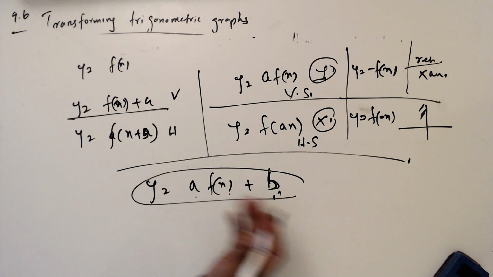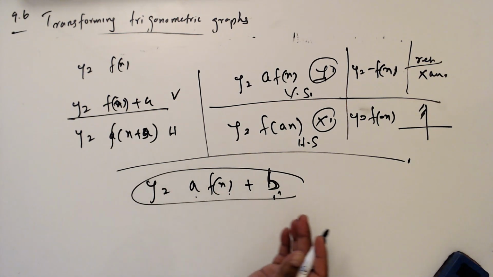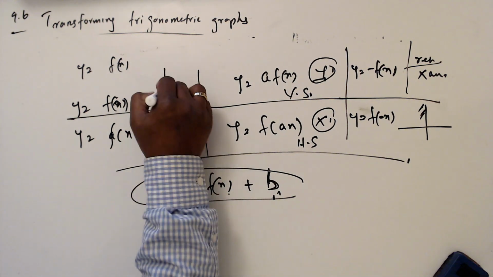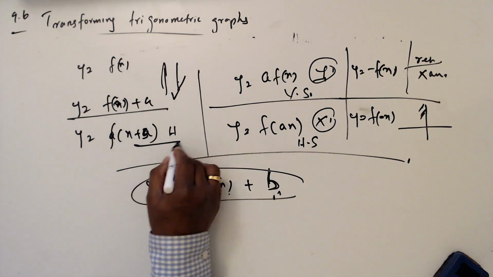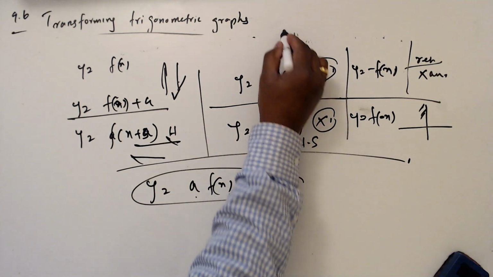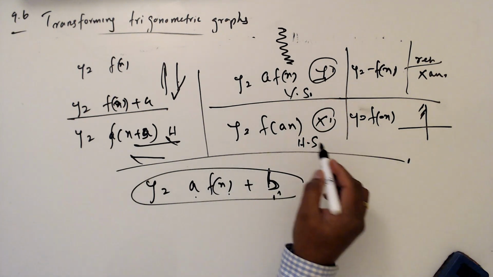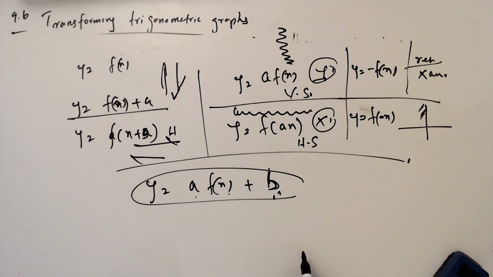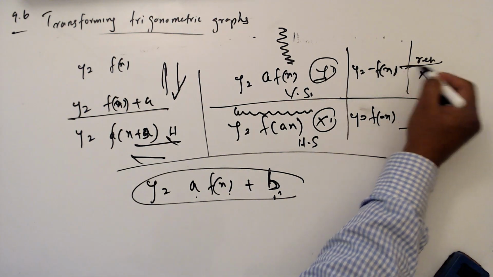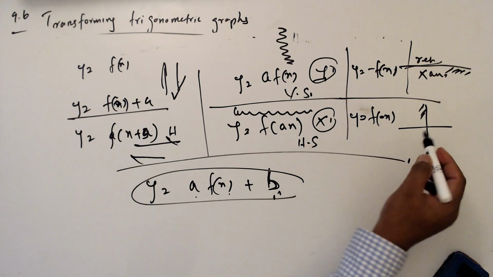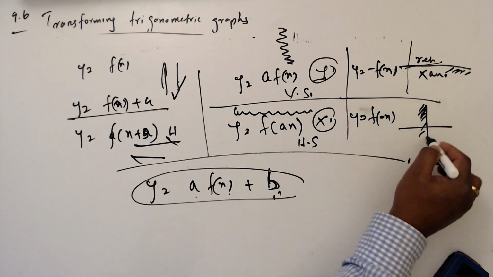So it is different for trigonometric and non-trigonometric graphs. This is up or down movement. This is left or right movement. This is vertical and this is horizontal. Minus f of x means reflection in the x-axis, and if minus x, it means reflection in the y-axis.